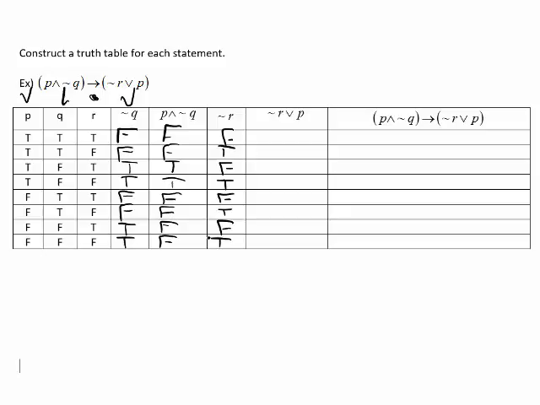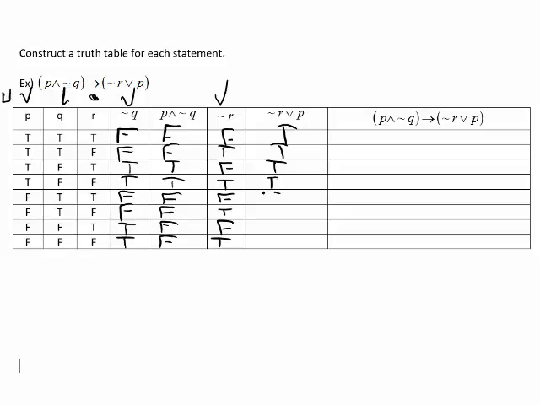Now, let's go to the negation of R or P. So again, we're back to this and this. Remember, with an OR statement, I only need one of the parts to be true in order for the whole statement to be true. But remember, both parts can also be true. So we have false or true, that's true. True or true, that's true. False or true, that's true. True or true, that's true.